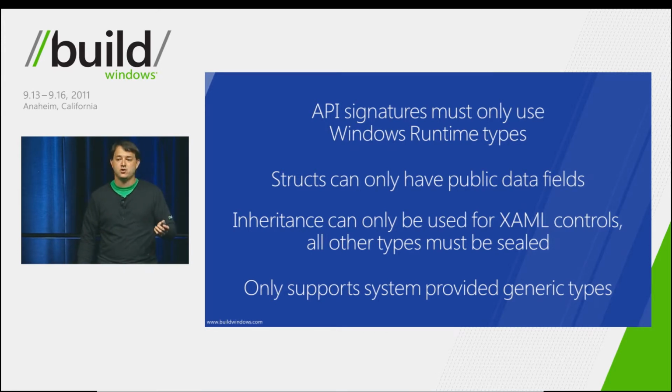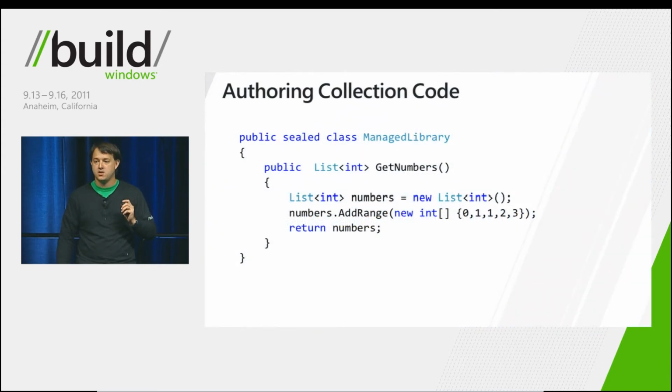Now, I've said that these rules are pretty simple. Let's actually see a few examples of how these rules impact you when you are building Windows Runtime components. The first type of thing you might do is create a managed class that wants to return a collection of integers back to its component. You might want to return a collection of something else too, but for our sake, let's use integers. Does anyone see a problem on this slide?